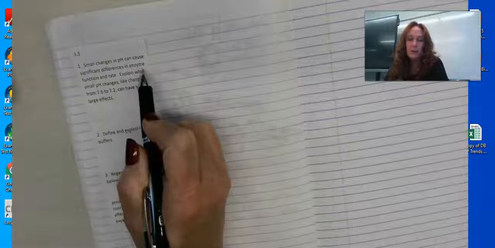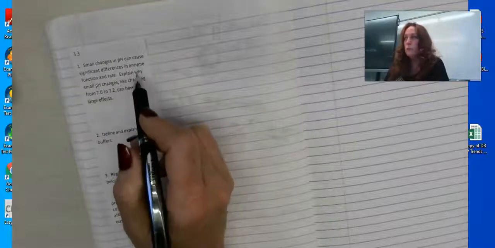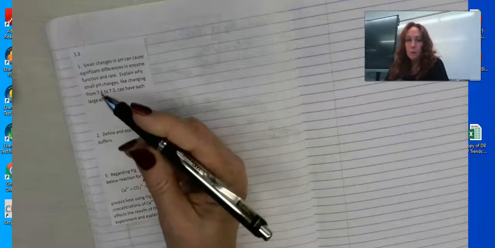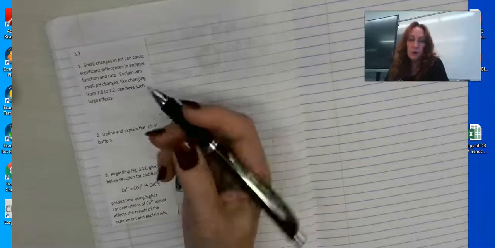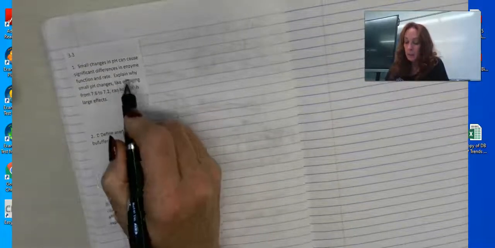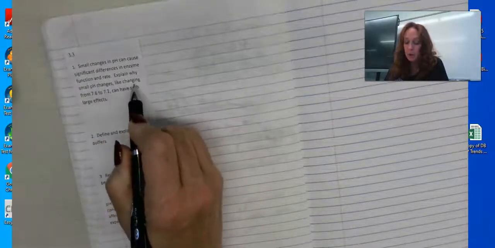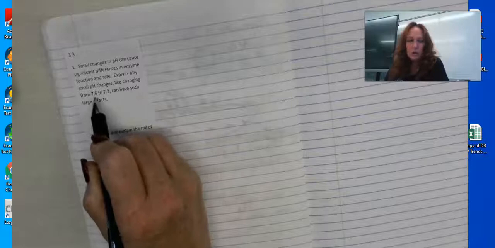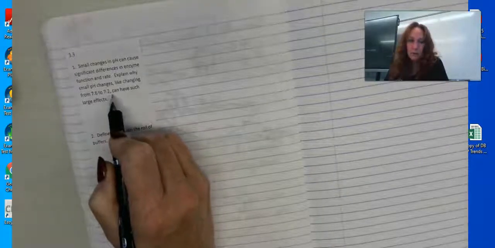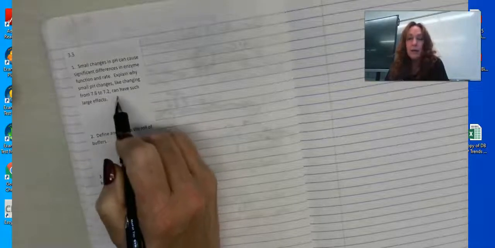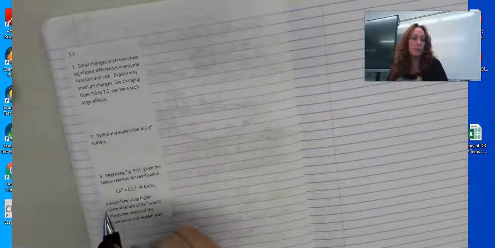So if you think of it, a lot of times the reason why whatever we have, like a pen, works the way it works is because of the shape that it is. And so if you start messing with the shape, it's not going to function the same. So we want to explain why small pH changes, like changing just what seems like a little bit to us, 7.6 to 7.2, can have really huge effects, and why the body so tightly regulates it.